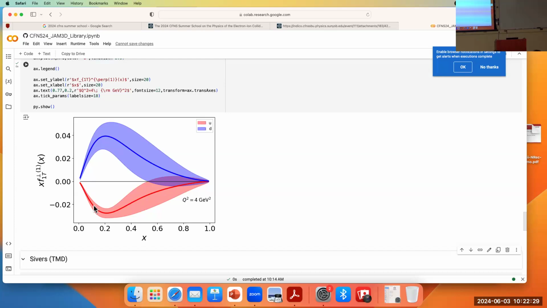So one of the reasons why I think we should be excited about 3D structure is that it's not just about probabilities. It's also about correlations. And it is about the imprints of the confinement. And that's why, to me, it's very interesting to study TMDs. With that, let me finish the first lecture.